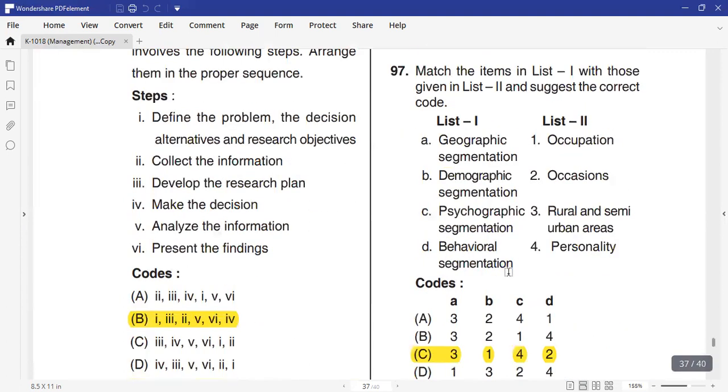So 97th question: match the following. For A it is 3, that is geographic segmentation is rural and semi-urban areas. So this is geographic segmentation. B is 1, that is demographic segmentation is occupation. C is 4, psychographic segmentation is personality. So psychographic basically focuses on lifestyles. The next one is D, behavioral segmentation. It is 2, that is occasions.